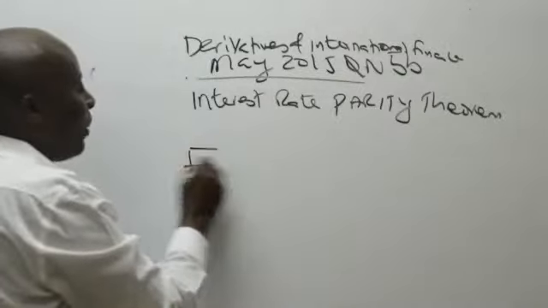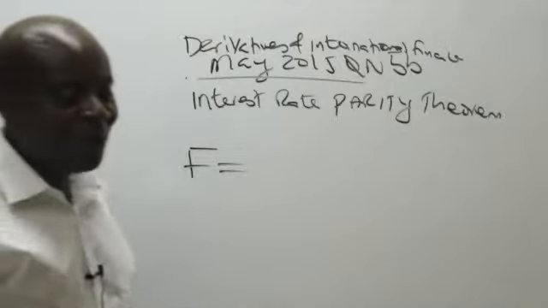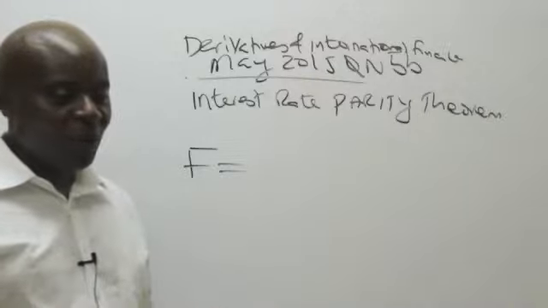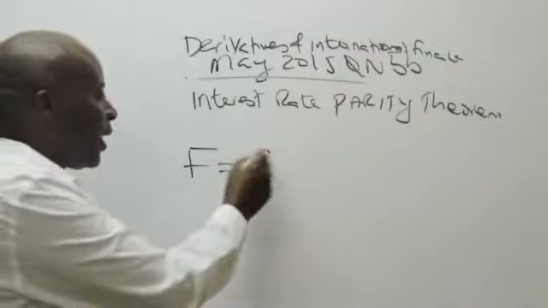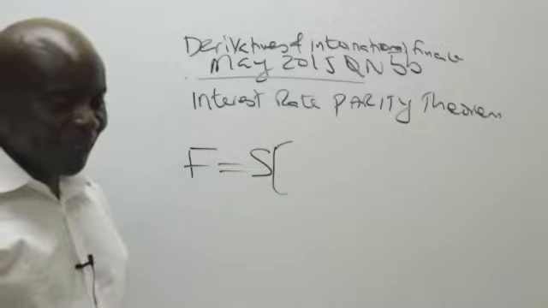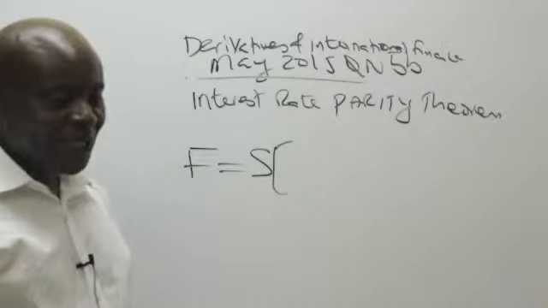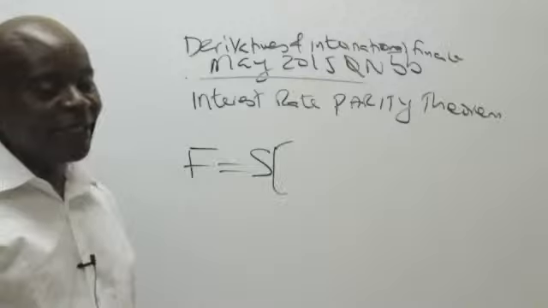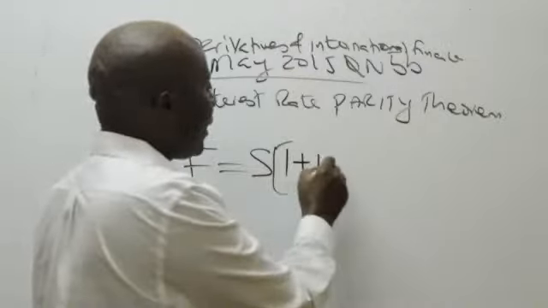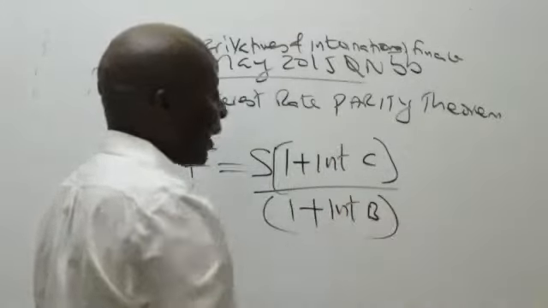Is there somebody who is able to remember the formula F? Write it down so I can follow. F equals S, but into something. That's something most of us have forgotten. F equals S into 1 plus the interest rate in country C over 1 plus the interest rate in country B, like that.